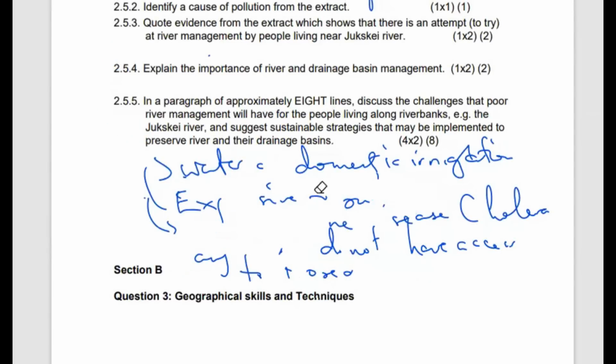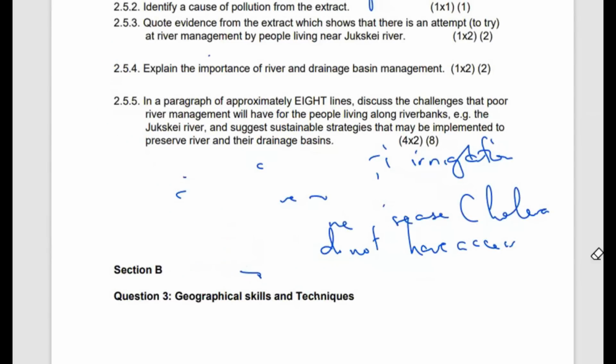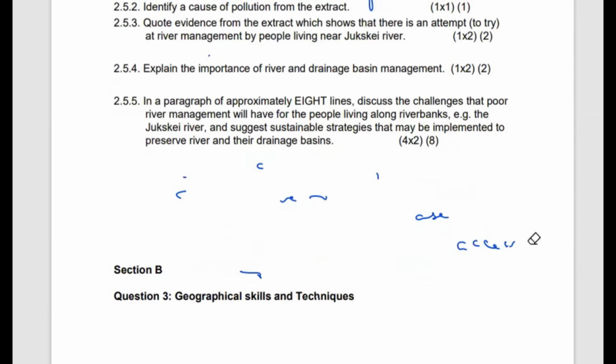Right, if we look at that question, we are trying to analyze the challenges that are typically faced by people who stay along the rivers which are being polluted. What challenges do they face, and what can we do as management strategies to try and deal with the problem? So let's start with the challenges.